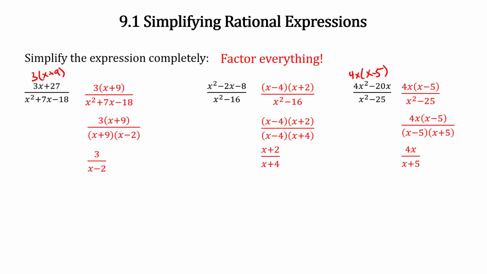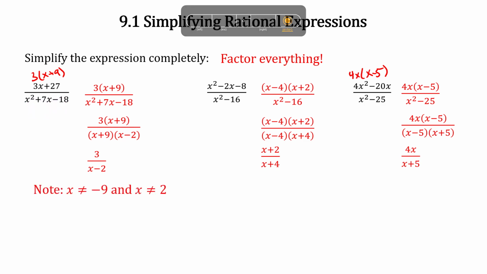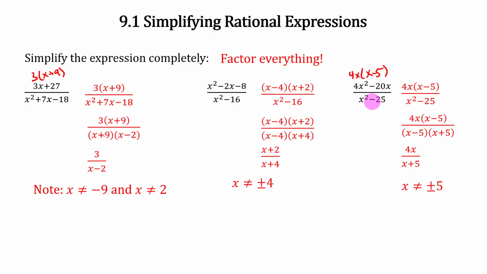Worth noting, even though we're down to 3 over x minus 2, and that would tell us x can't be 2, x still can't be negative 9, even though it canceled out, because we started with all this, and negative 9 would make my denominator 0. This doesn't come up in Delta Math, but it's worth noting for later. Even though we simplified it down, we still have two values of x that would make it undefined. Same here, x can't be plus or minus 4, x can't be plus or minus 5. Before you simplify it, you'd have to find the points of discontinuity. Again, we won't do that for a couple weeks.